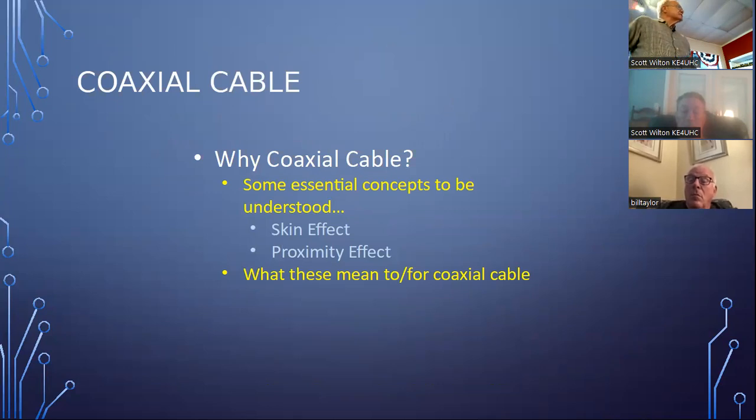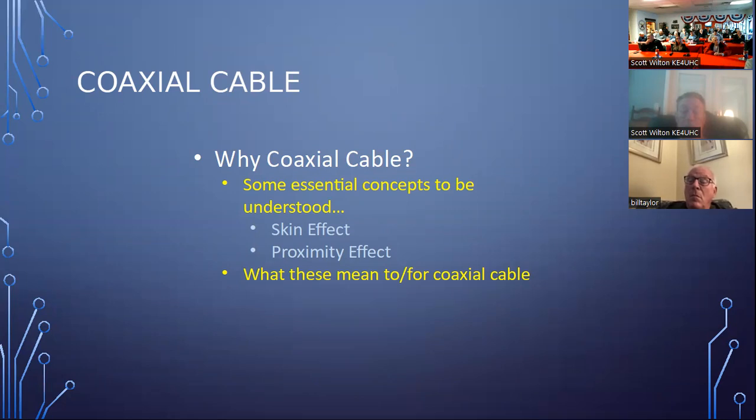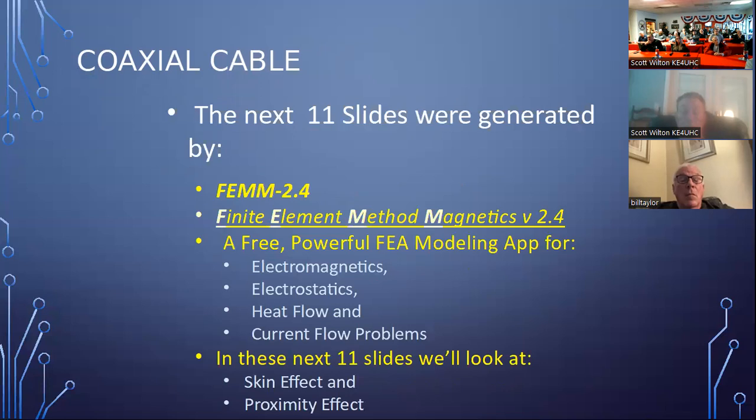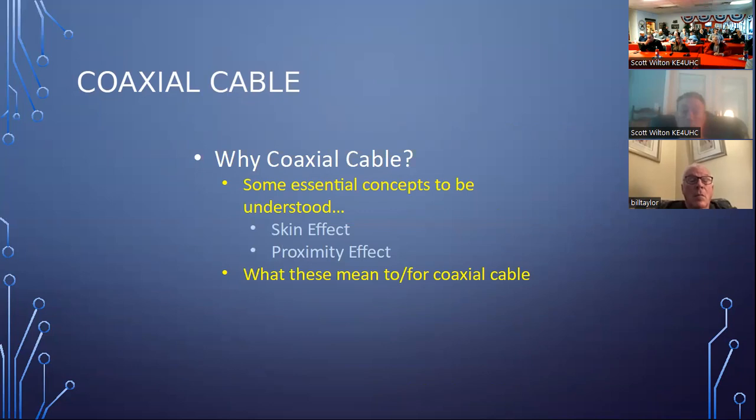Again, why coaxial cable? Some essential concepts to be understood. The reason I got into this is because I was doing some studying, and I was looking at the ARRL publications. The antenna book and the handbooks all talk about skin effect. Nobody talks about proximity effect. And proximity effect and skin effect are controlled, demanded and defined by Maxwell's first equation. You can't get away from it. You've got to have one and the other. So it's very important, especially to the functioning of cables. So we'll look at that when we want to see what these mean for coaxial cable.